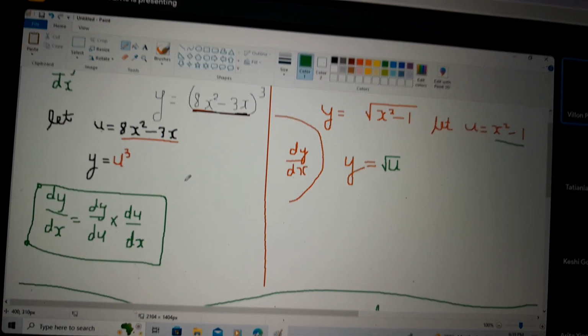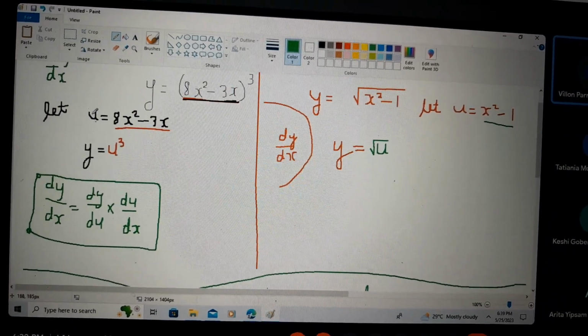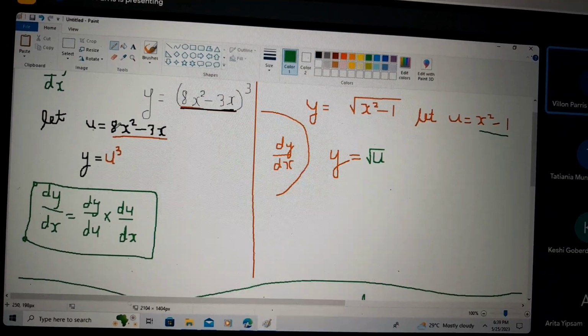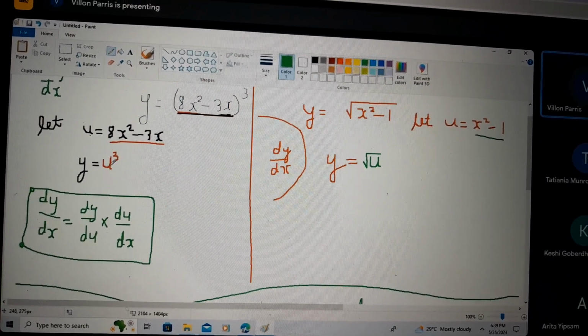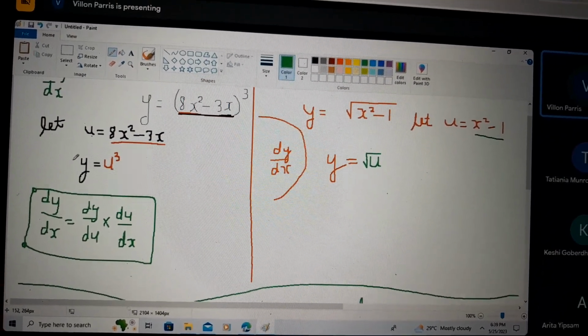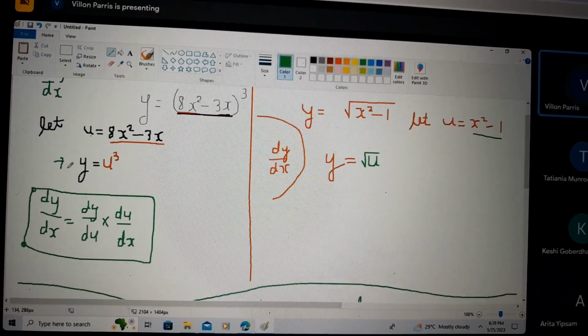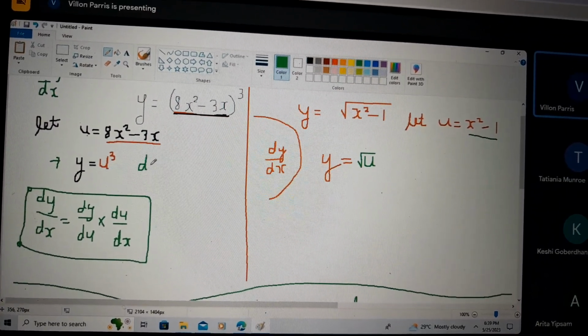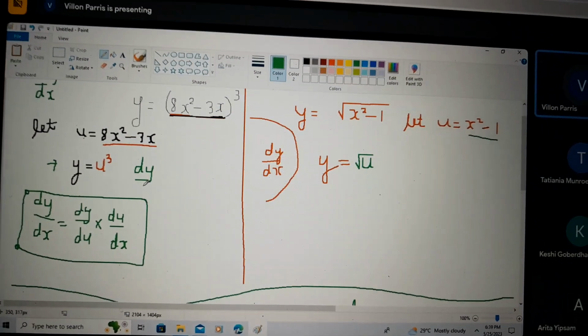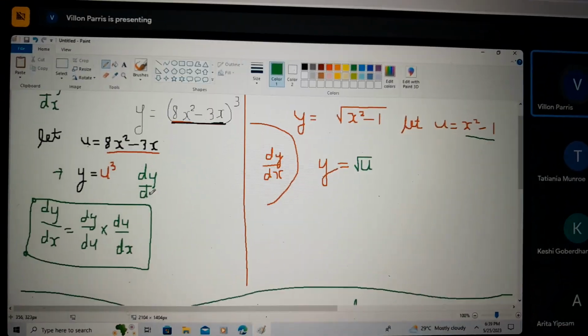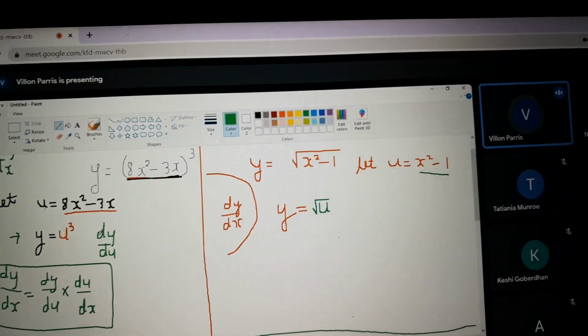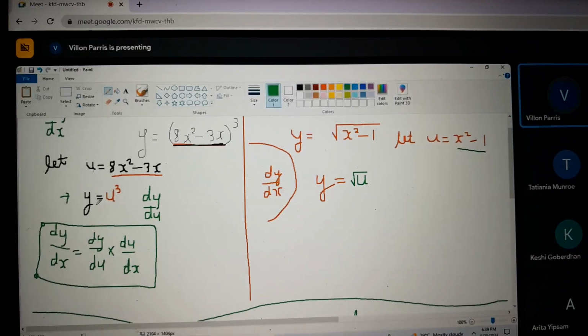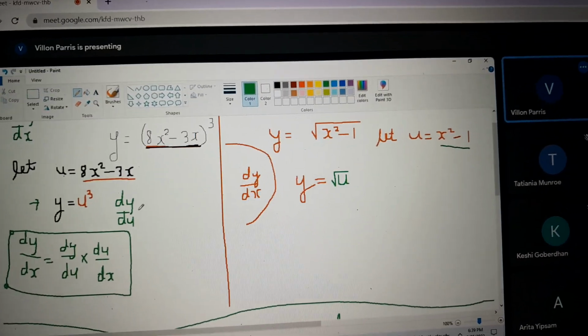Are we good so far? I have y is equal to u cubed. So if I differentiate this function, I will get dy/du, because the two variables that I'm dealing with are y and u. So that's how I'm going to get dy/du, by differentiating my new y function.